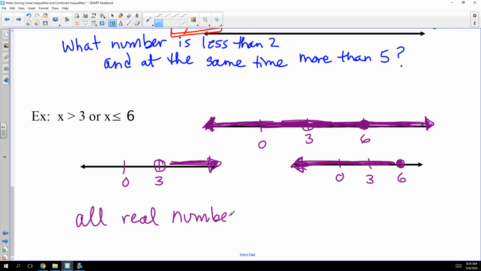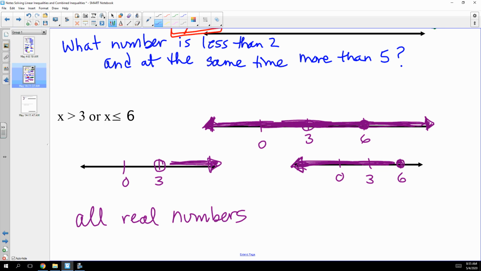You're going to learn in Algebra 2 how to talk about interval notation, and that would be more appropriate in this situation. The solution is all real numbers. You can find a number that will satisfy either being greater than 3 or being less than or equal to 6 every single time. Okay?